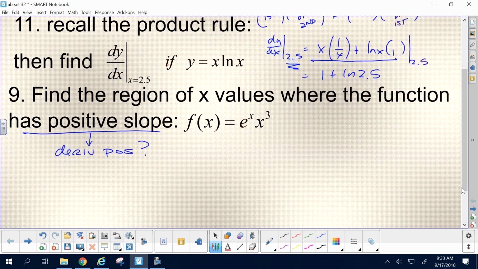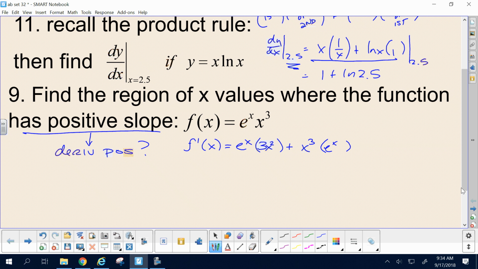Okay, so we can't find where the derivative is positive until we have the derivative. So we should start by finding the derivative. We have a product there, so we need to use the product rule. Here we go. First stays the same. Boom. What's the derivative of the second? 3x squared. Plus second stays the same. x cubed times the derivative of the first. What's the derivative of e to the x? e to the x. Cool.